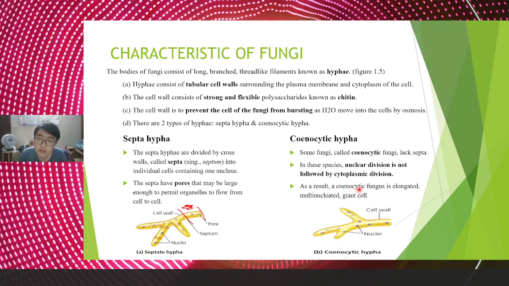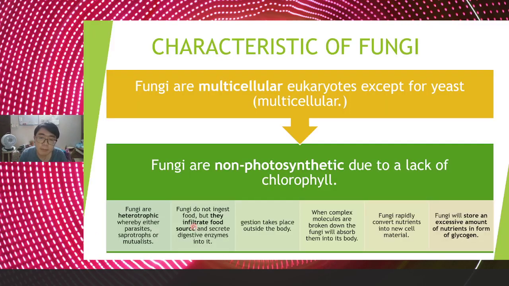So coenocytic fungus is an elongated, multinucleated giant cell. It is a bigger cell compared to septa hypha. They are bigger than the septa hypha. Okay, so that's it for the characteristics of fungi. The most important ones are these. The most important things you have to know.